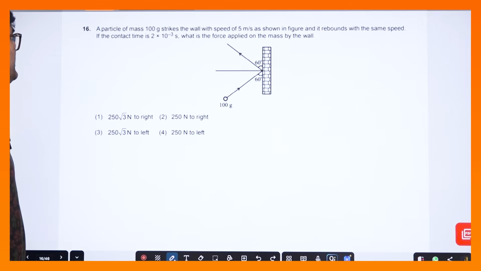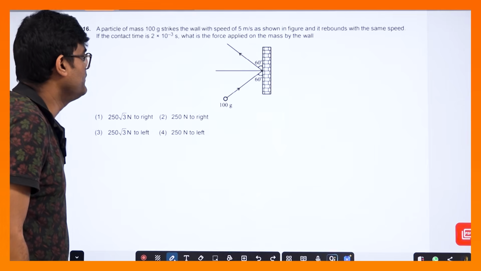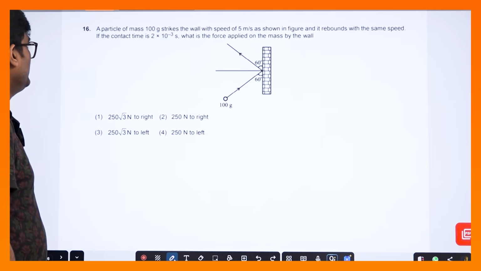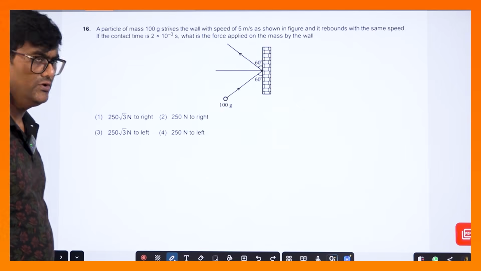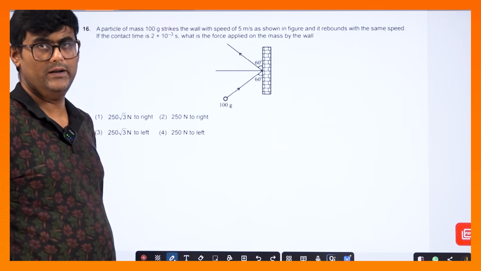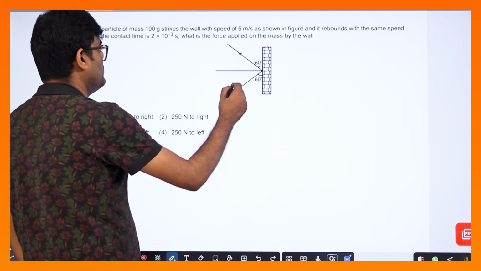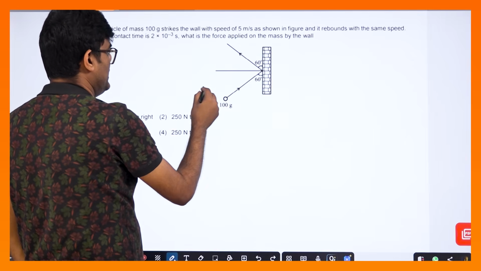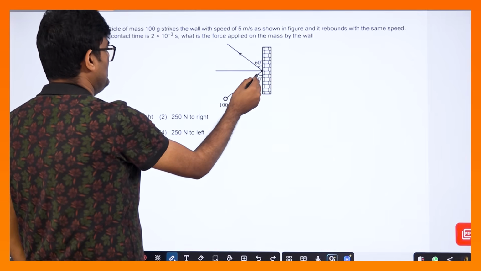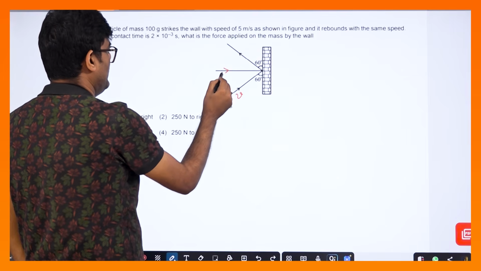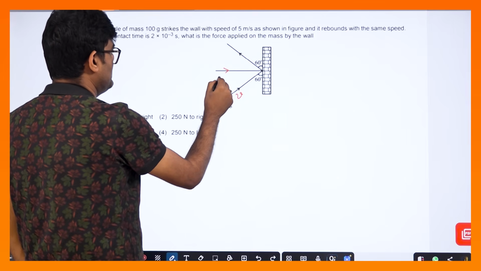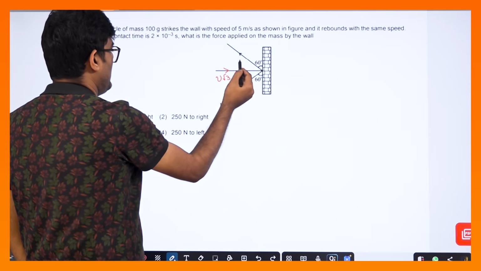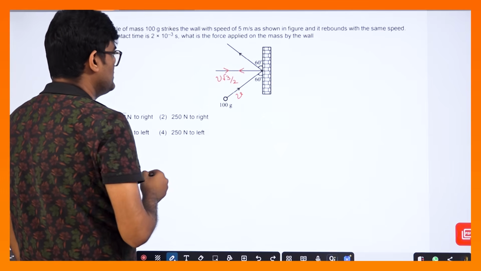A particle of 100 gram strikes the wall with 50 meter per second and rebounds with the same speed, and the contact time is given. What is the force applied? We know force is equal to change in linear momentum by time. As it is moving with the same speed, along this line the velocity is not changing. So if the components are v cos 60 degrees and v sin 60 degrees, then v root 3 by 2 was the initial velocity, and the outgoing velocity is also v root 3 by 2.